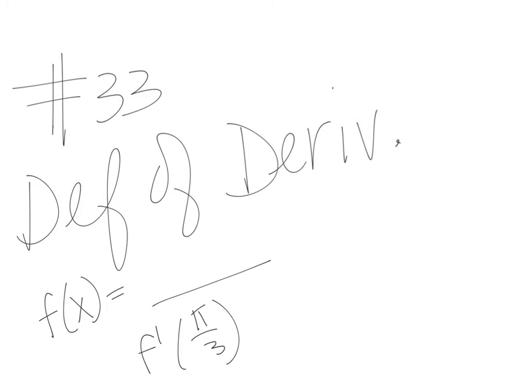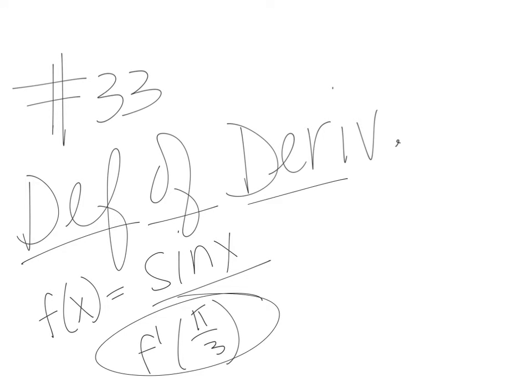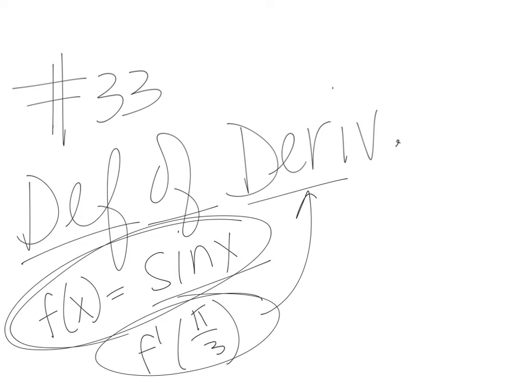Number 33, I've given you this same exact question 1,000 times. It is the definition of the derivative. f of x is sine of x, and we are looking for f prime of pi over 3. How do you know that? Because I'm reading the definition of the derivative. So we're looking for the derivative of sine of x at pi over 3.